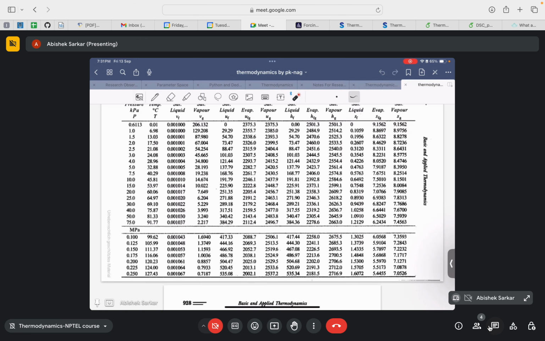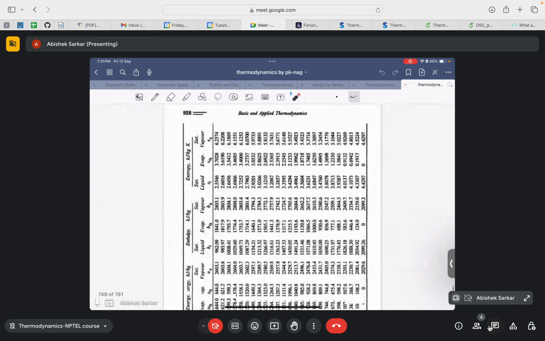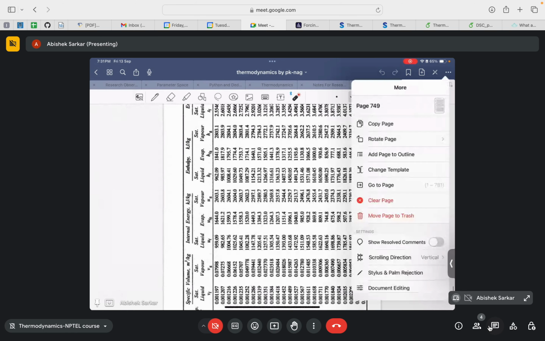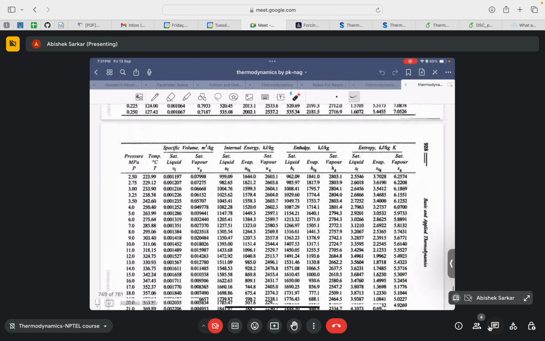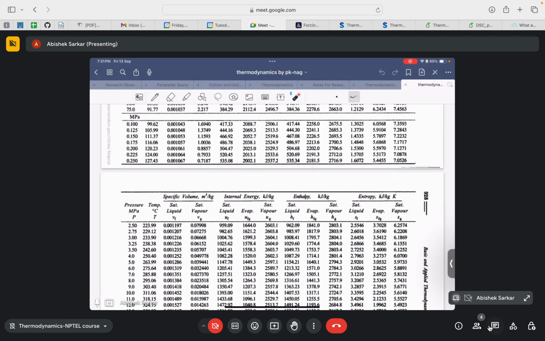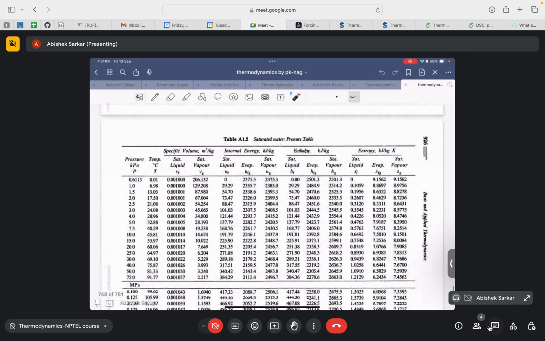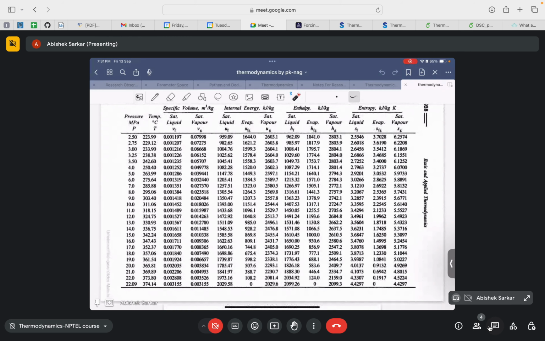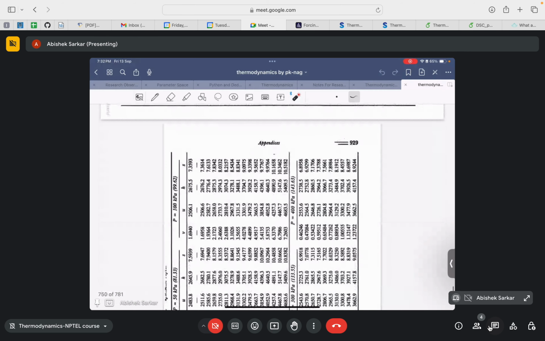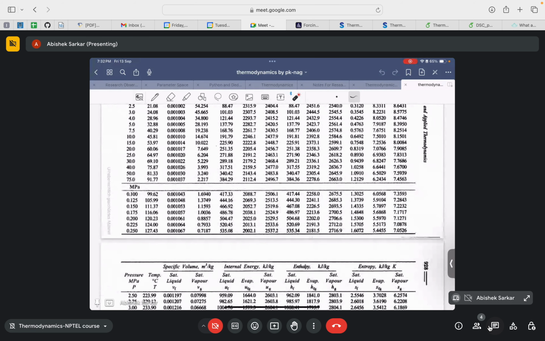Let me also try to look into it. 2 megapascal, right? Okay, it seems some pages are missing from my steam table. It's very unfortunate. I'm truly handicapped in this session. Extremely sorry to all the viewers and both of the students in the session as well. My steam table is not good.